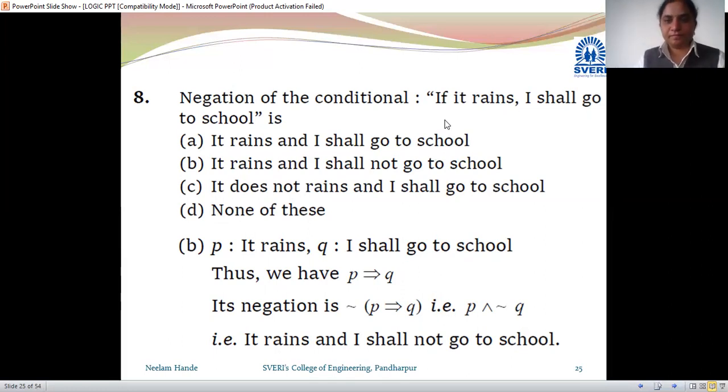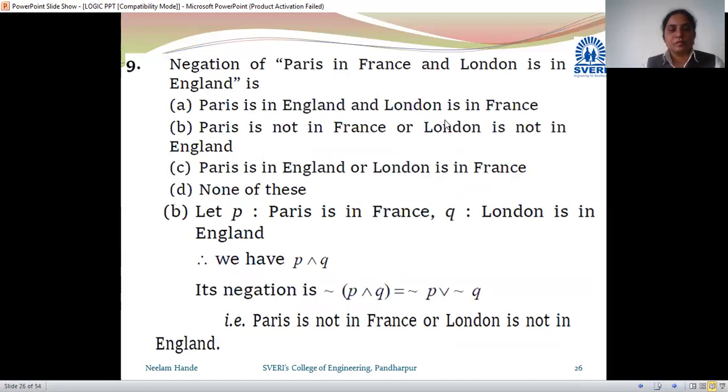Okay, next. Negation of Paris is in France and London is in England. Once again, we have to write the negation. There are again two statements: Paris is in France and London is in England. The first statement we call P. P is Paris is in France and Q is London is in England. In the given statement there is an and, which means the given statement is P and Q.